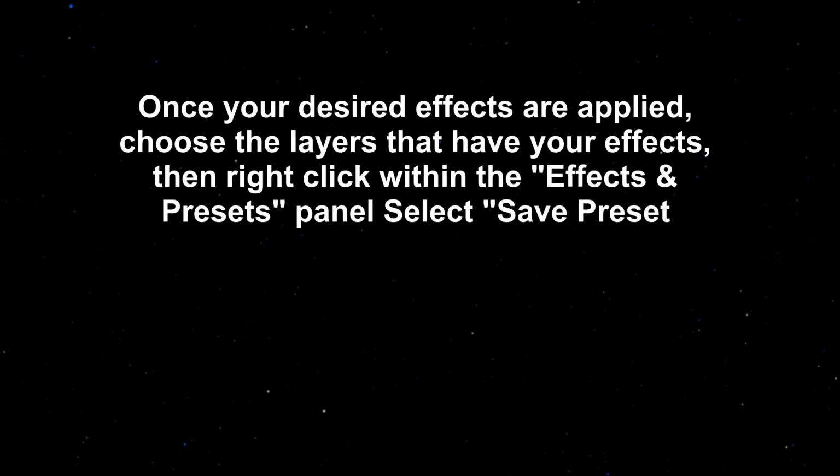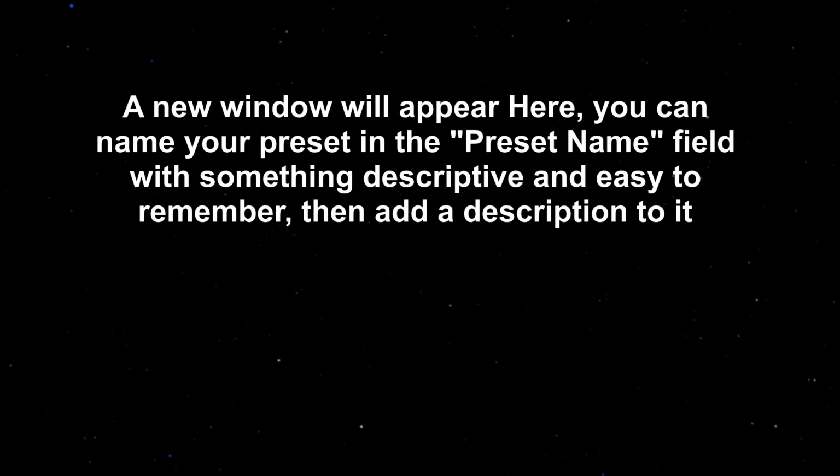Once your desired effects are applied, choose the layers that have your effects. Then right-click within the Effects and Presets panel, select Save Preset. A new window will appear here. You can name your preset in the preset name field with something descriptive and easy to remember. Then add a description to it.